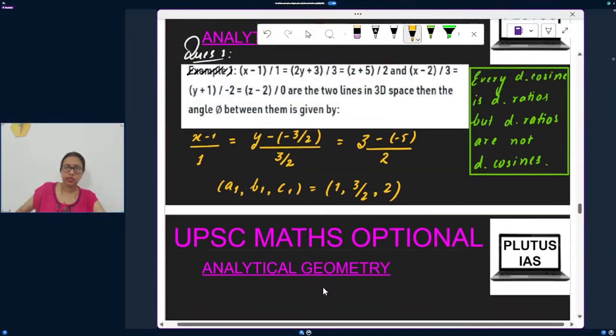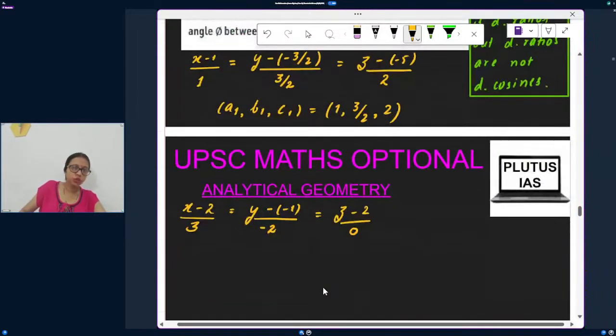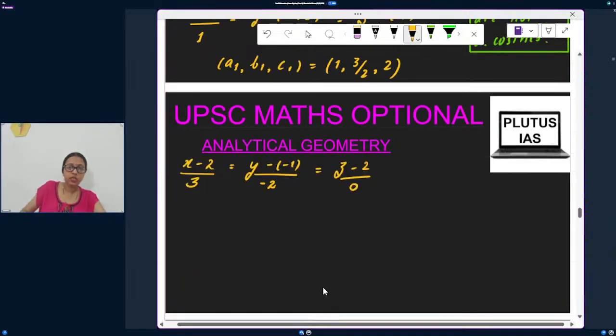And what is the other line? The other line is (x minus 2) by 3 is equal to (y minus 1) divided by minus 2 is equal to (z minus 2) divided by 0. 0 in the denominator is allowed here because it is not actually representing division, it is representing the direction ratios. This is just the form in which we write it. Okay, so what is A2, B2, C2?